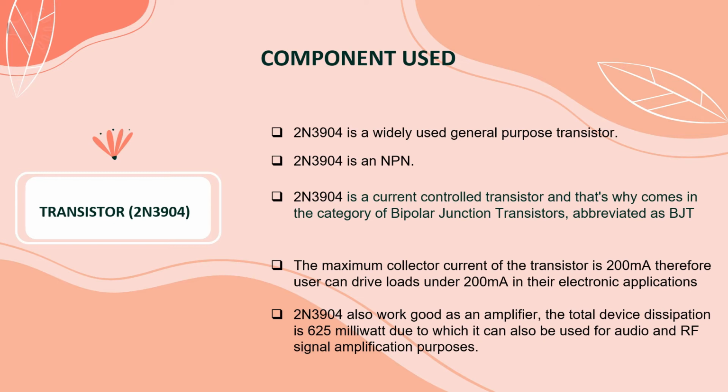Last, 2N3904 also works well as an amplifier. The total device dissipation is 625 milliwatt, due to which it can also be used for audio and RF signal amplification purposes.